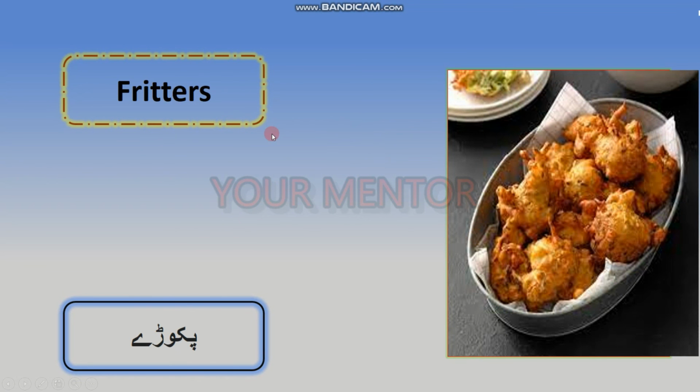And the last one is fritters. Fritters mean pakode. This is its picture, and we call it pakode. Thank you.